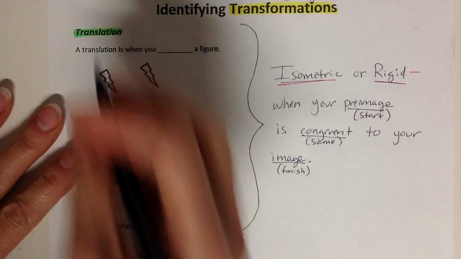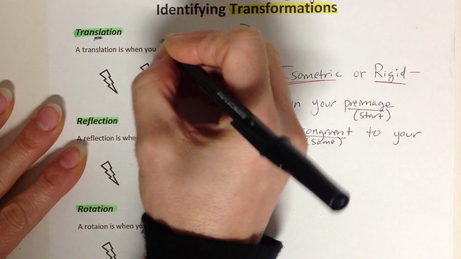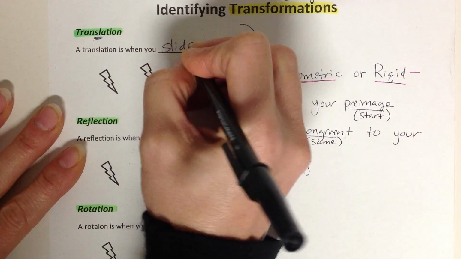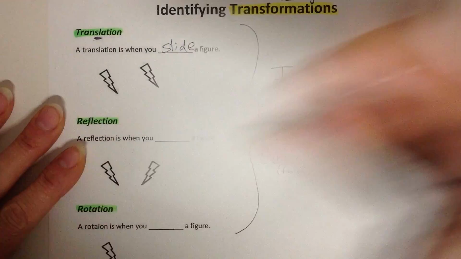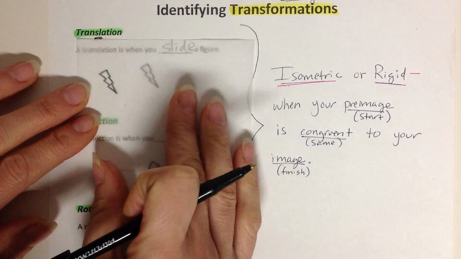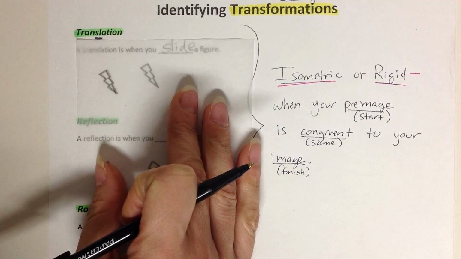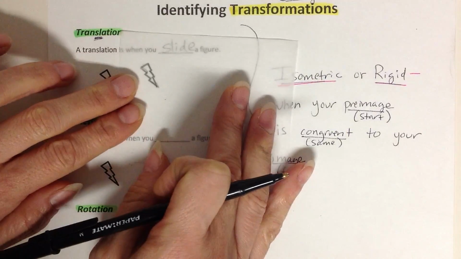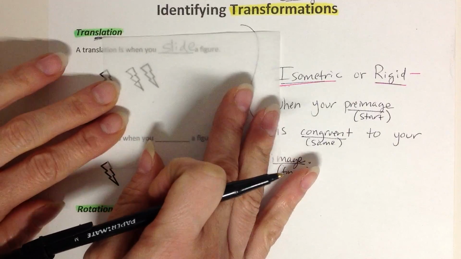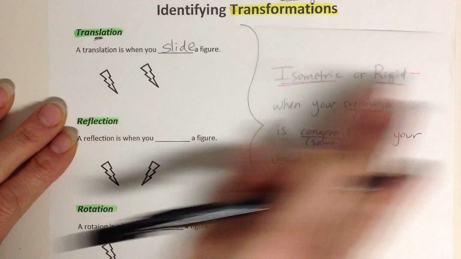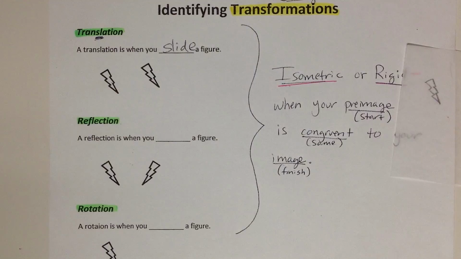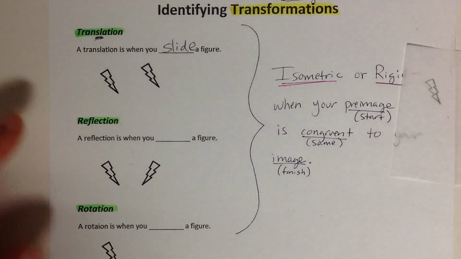So a translation, SL, translate, is when you slide a figure. So if the way you can get from a pre-image to an image is if you trace it, if the only way you can get from the pre-image to the image is by sliding your paper, then you know that that's a translation. Okay, I'm not identifying on these a pre-image and image, so I can't really talk about that.